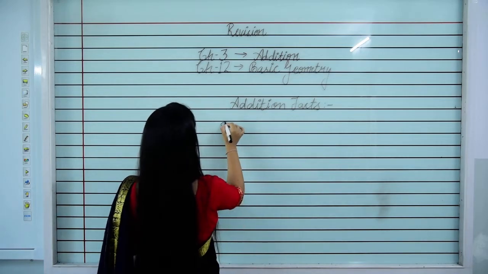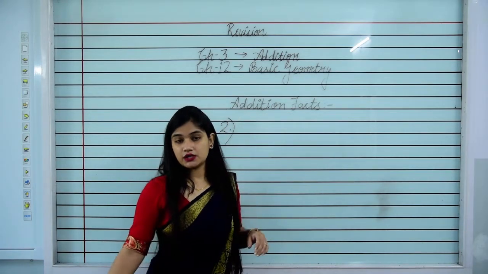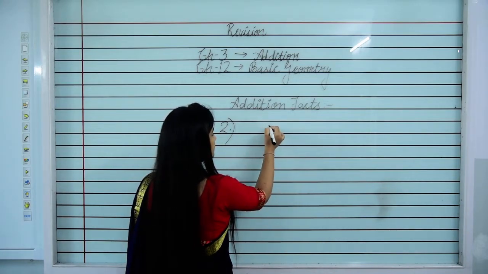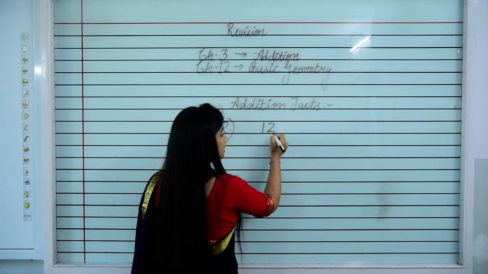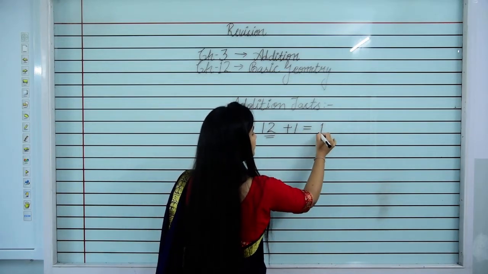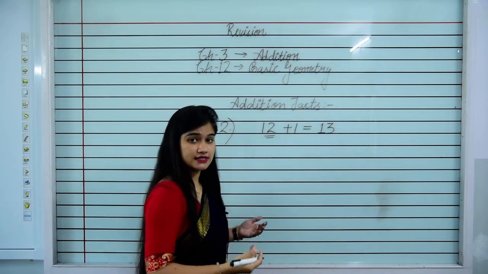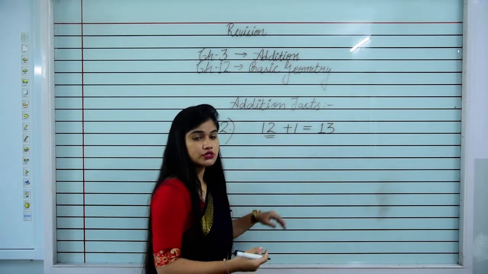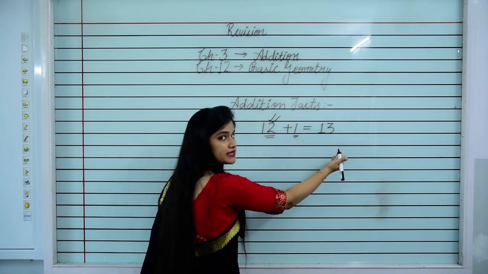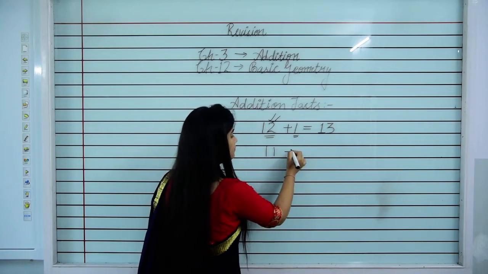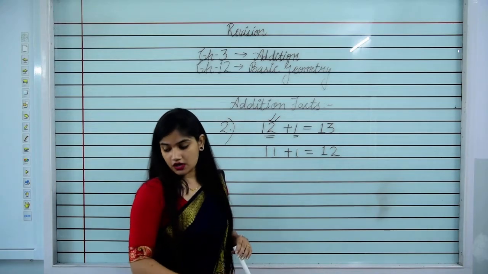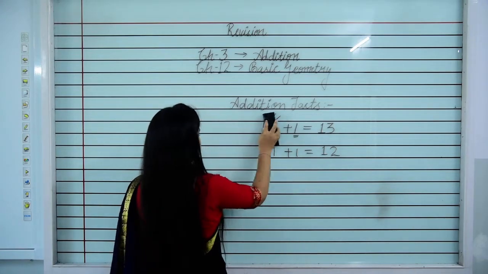And the second addition fact is, if we add 1 to a number, suppose we are taking 12 again, and if I add 1 to this number, then the addition will be the next number, or we can say the successor. As I have told you in chapter 1 also, if we add 1 to any number, then we get the next number. Suppose I am doing 11 plus 1, then I get the next number, that is 12. Understood, students? Now we move to the third one, third addition fact.